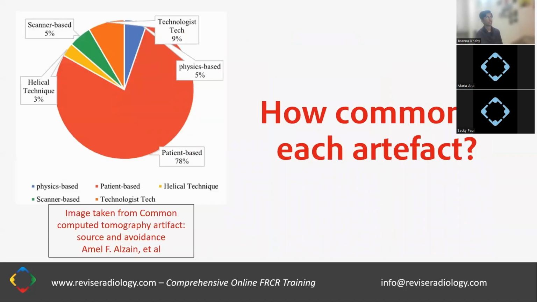So how common is each artifact? The majority of artifacts are patient-based, 78%. This is taken from Common Computed Tomography Artifacts, Source and Avoidance, a research paper by Amel F. Alzain and others. So what we're seeing here is that patient-based artifacts predominate the most. Then we have the technician making a mistake, due to the physics of the system, scanner-based, and due to the fact that we're using a helical technique. So you can just see how common each of these different artifacts are.